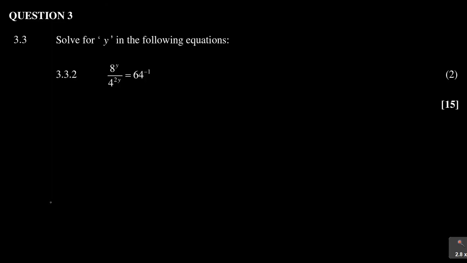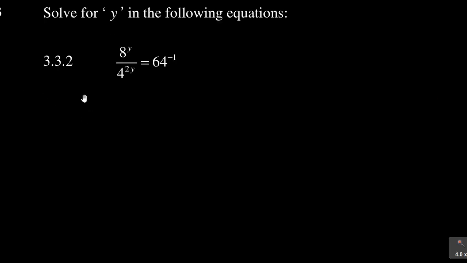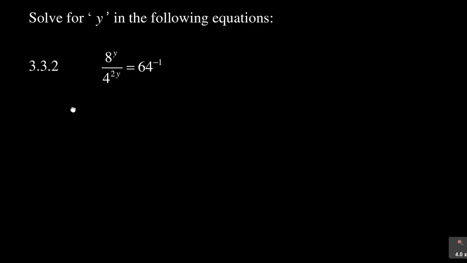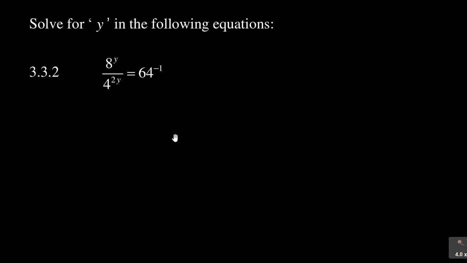And then let us look at the next one, 3.3.2. Now if you can see, it's out of 2 marks, but after that there is 15 marks, meaning this was the end of question 3. It was out of 15 marks. Again, we're still solving for y, as we're concluding question 3. Again, you are still dealing with exponential equations. So you can see how the questions were.